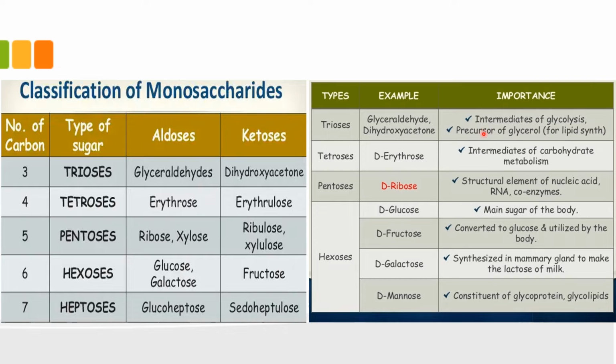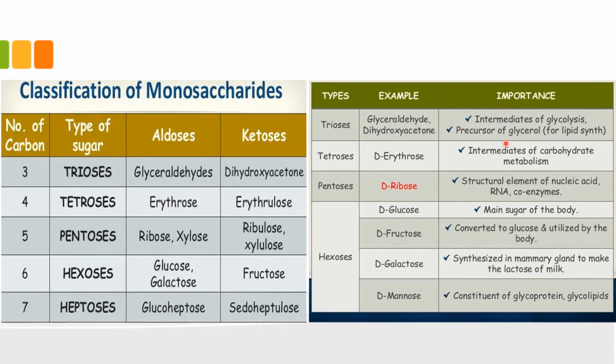Glucose, 6 carbon, is broken down to 3 carbon. The 3 carbon is glyceraldehyde, and the other one is also a 3 carbon. So 3 plus 3 gives 6 carbon. This is how the glucose is hydrolyzed, or lysed. And glyceraldehyde and dihydroxyacetone are also the precursors for glycerol. Glycerol is the basic skeleton for the formation of lipids, that means fatty acids.